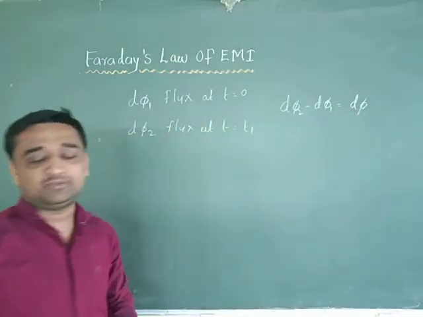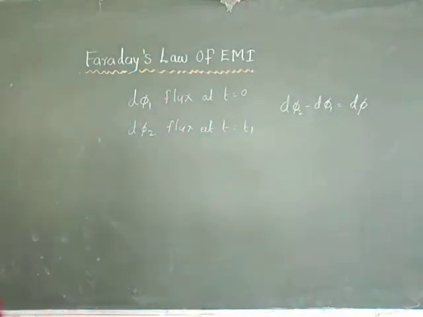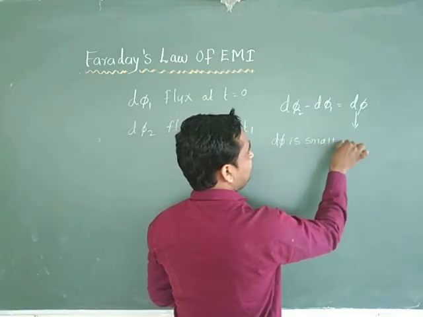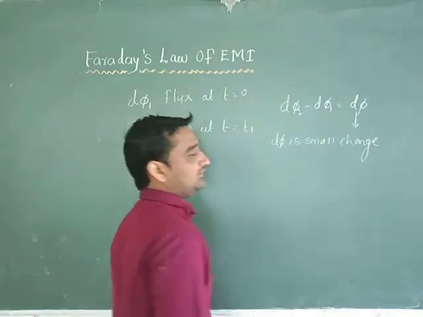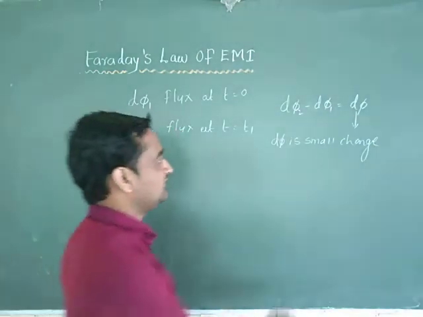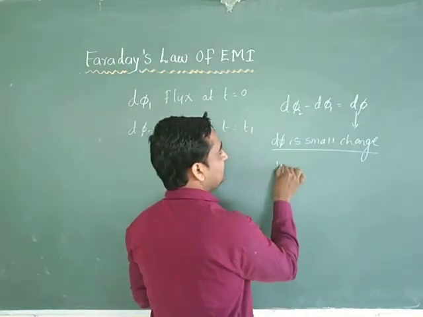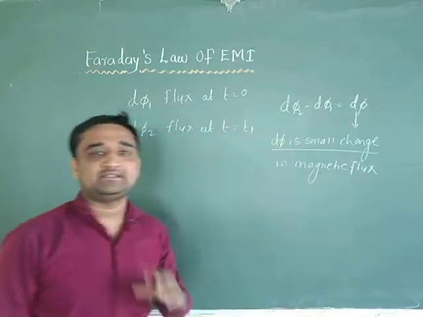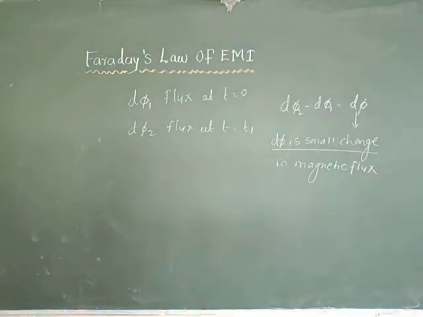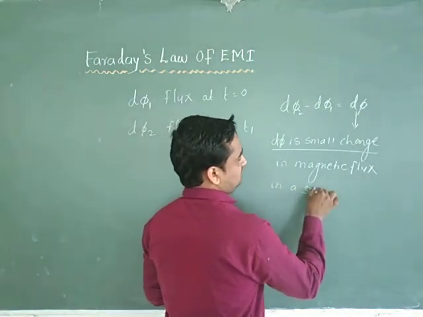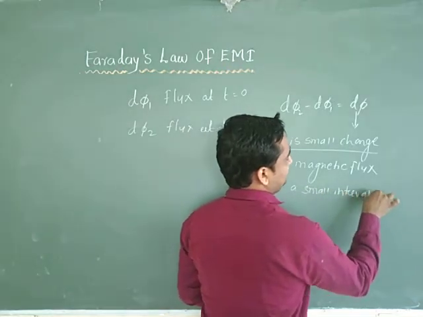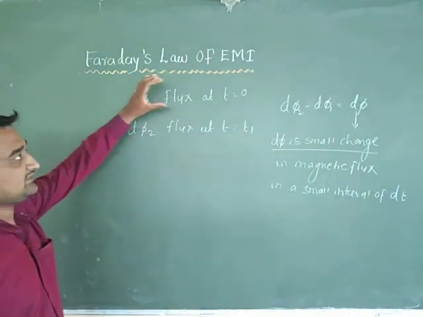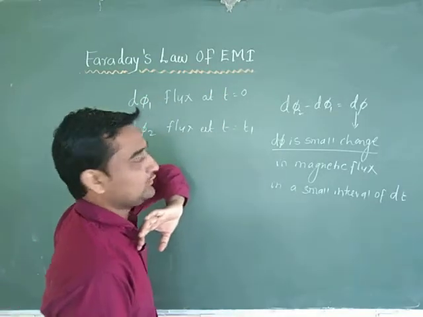That is equal to dφ. So what is dφ here? dφ is the small change in the magnetic flux passing through the coil in a small interval of time dt or delta t, right? dφ1 is the flux at time t equal to 0 and dφ2 is the flux at time t equal to t1.